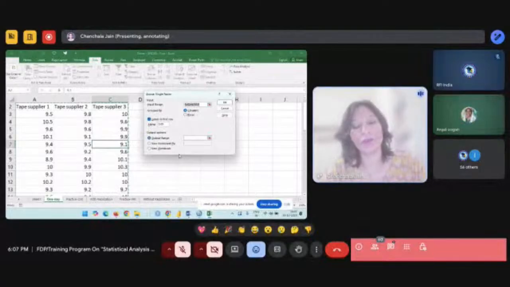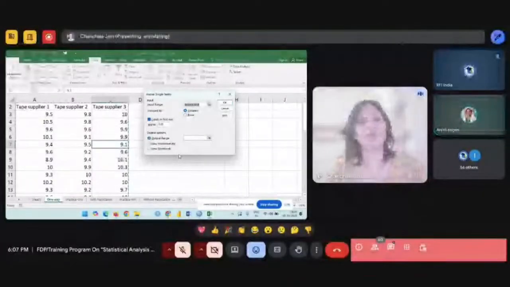Means whether you're using HP. Normal. Ma'am, it is normal. Sometimes it happens with the analysis ToolPak, ma'am. So that is why I told you to repeat the process.